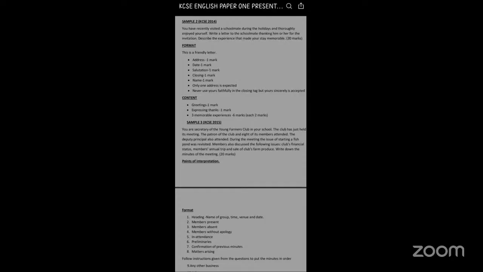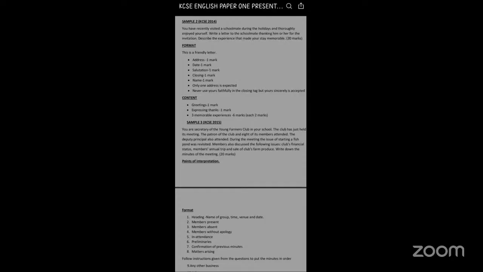So number 1, you're writing to your schoolmate. So this is not an official letter. This is a friendly letter, okay? It was during the holidays and you went to stay with them and you enjoyed. Like we said, you must understand what the question is asking. Then write a letter to the schoolmate thanking him or her for the invitation.